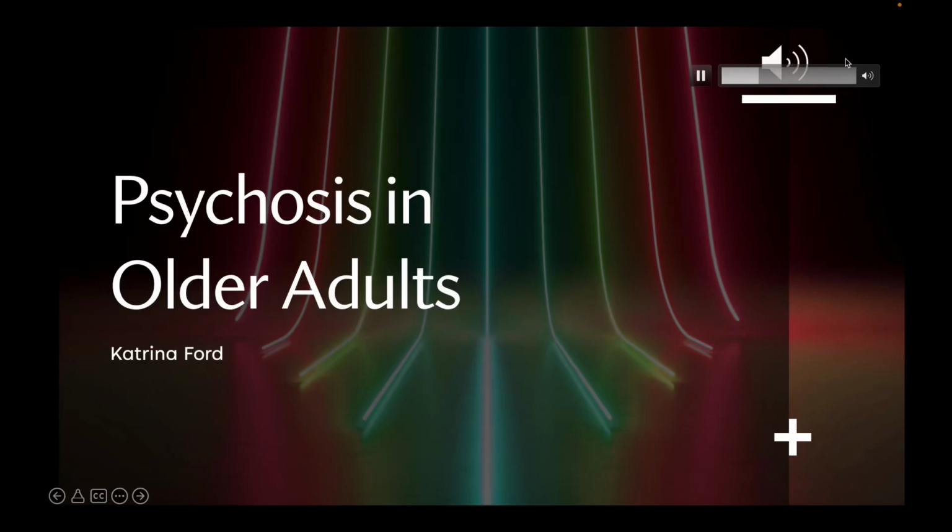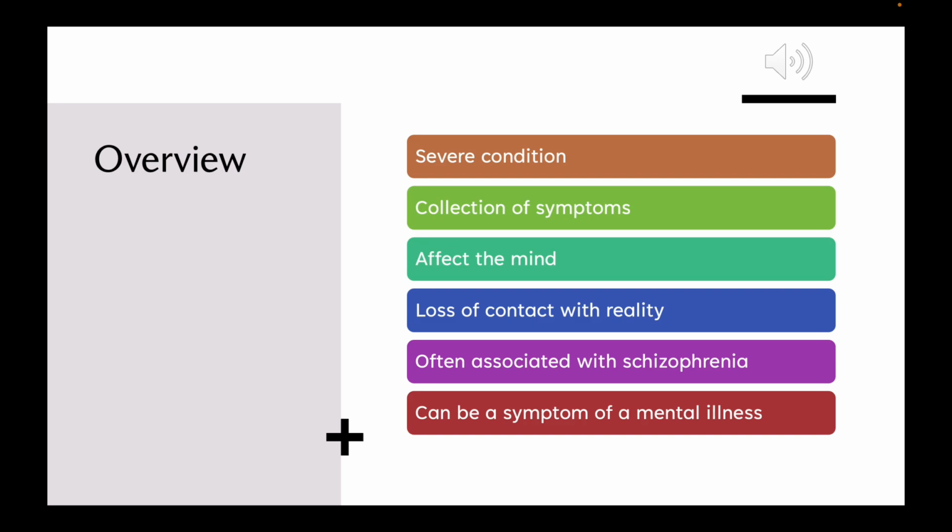This is my multimedia project on psychosis in older adults. So to start out, an overview of psychosis. Psychosis is a collection of symptoms. It's a severe condition that affects the mind where the patient loses contact with reality and they have trouble telling the real world from a fantasy.